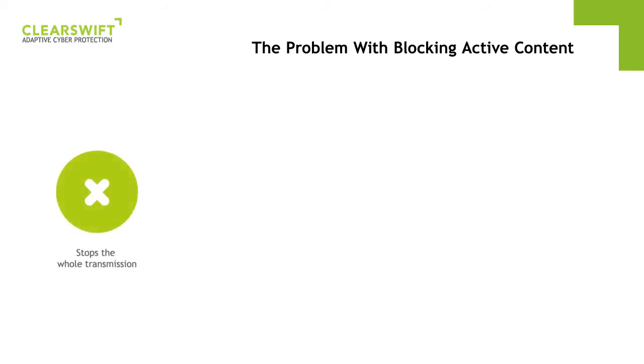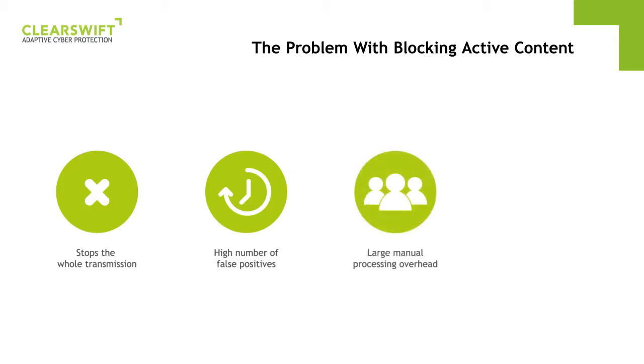You could choose to simply block all documents and web pages that contain active content. However, in practice, a lot of organizations avoid this approach because it can lead to a high number of false positives. These false positives, and even the real positives, can interrupt the flow of business, increase the number of calls into the support desk, and generate a large manual processing overhead. This all results in lost productivity and creates costs.